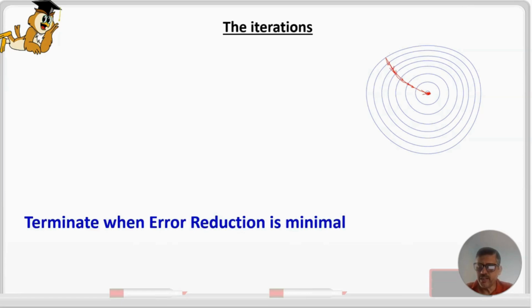When do we terminate? When do we terminate the iterations? We terminate the iterations when the error reduction is minimal, right? So in every iteration, your error is reducing, and when the error reduction ends up becoming negligible in subsequent iterations, that's when you terminate.